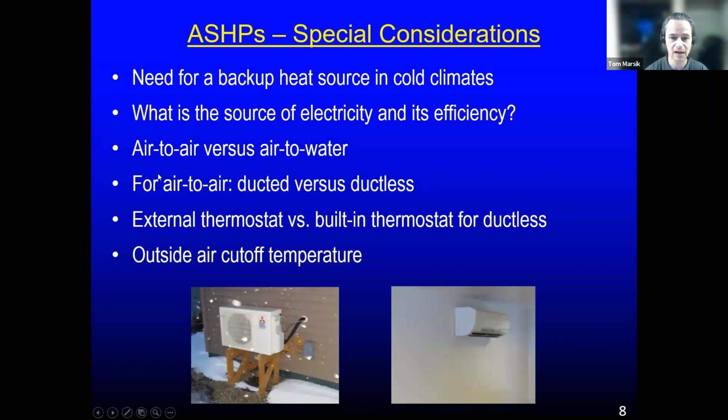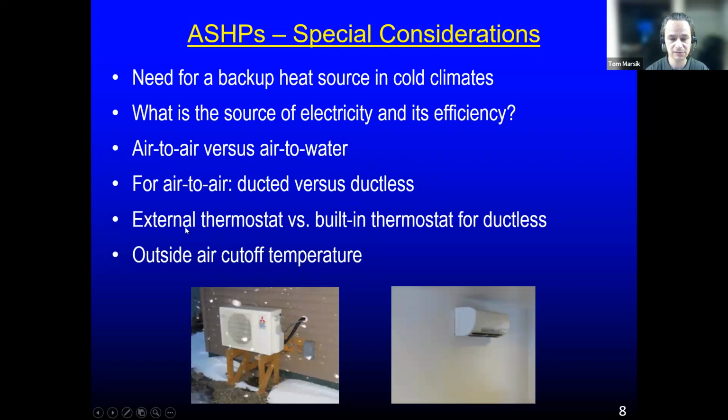Other considerations are, are you going to use an air-to-air heat pump or an air-to-water heat pump? The air-to-water heat pumps have a significantly higher initial cost. So what we see is that most of the interest is in the air-to-air heat pumps currently. For the air-to-air heat pumps, the question is, are you going to use a centrally ducted system or a ductless system? And again, the most interest currently is in the ductless mini split system, which is what you can see here. The outdoor unit and the indoor unit are ductless, so there are no ducts connected to it. It's just directly blowing warm air into the room in which it is installed.